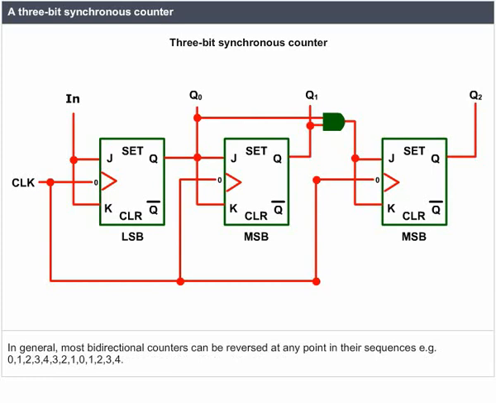In general, most bidirectional counters can be reversed at any point in their sequences. Example: 0, 1, 2, 3, 4, 3, 2, 1, 0, 1, 2, 3, 4.